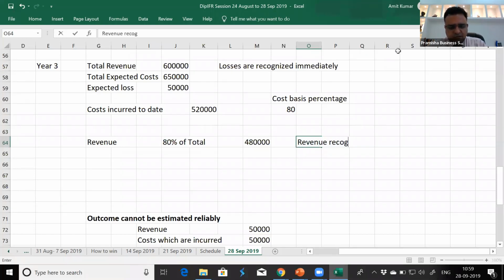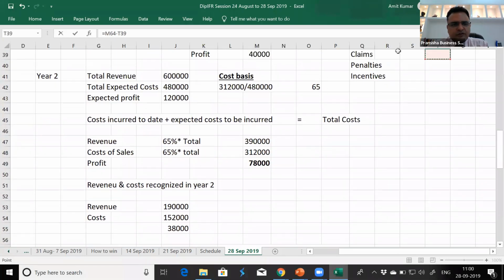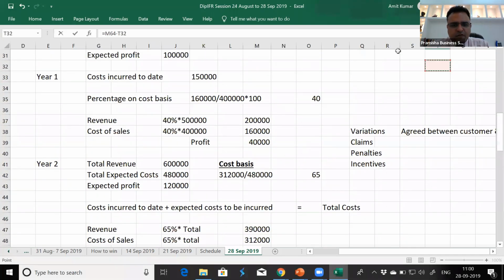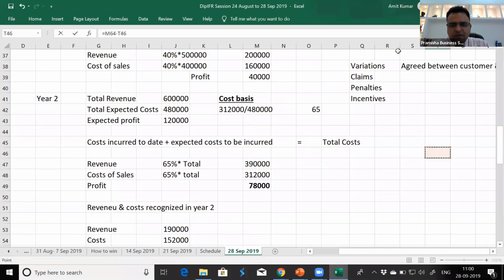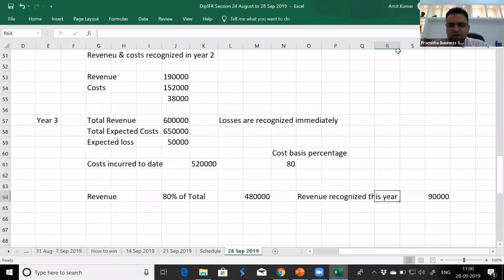Revenue recognized this year is equal to the difference: 480 we recognized till date minus, either you can take the revenue which we have recognized in year 1 and year 2, or you can directly deduct it from the revenue we have recognized till date, that is 390. 390 was 65% of total at the end of year 2. This is the revenue we have recognized till date, that is 190 in year 2 and 200,000 in year 1. Total 390 we recognized till date. So this year we can recognize revenue of 90,000, the difference which we can recognize.